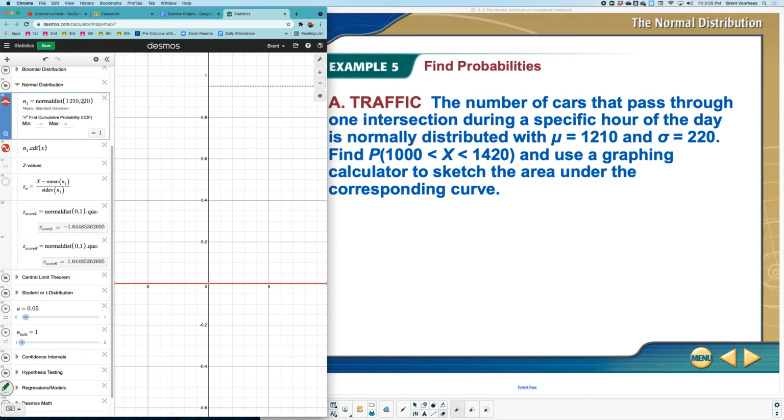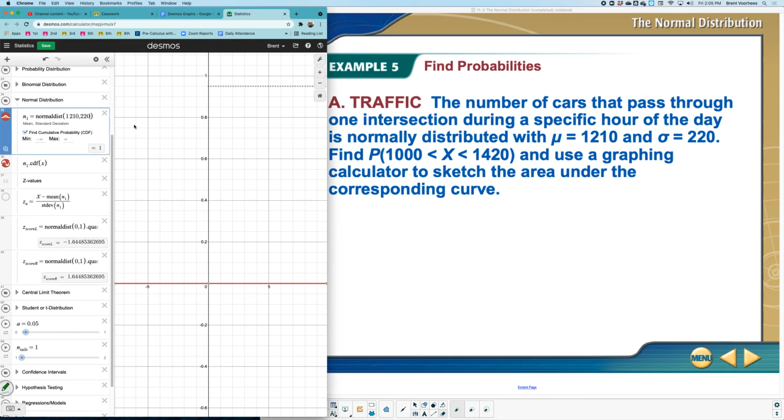That just means if you add 220 or subtract 220, you'd have 68% of the data. 68% of the time, you'd have a value between 1210 plus 220 and 1210 minus 220. Okay, so we want to know what's the probability of having between 1,000 and 1,420 cars.